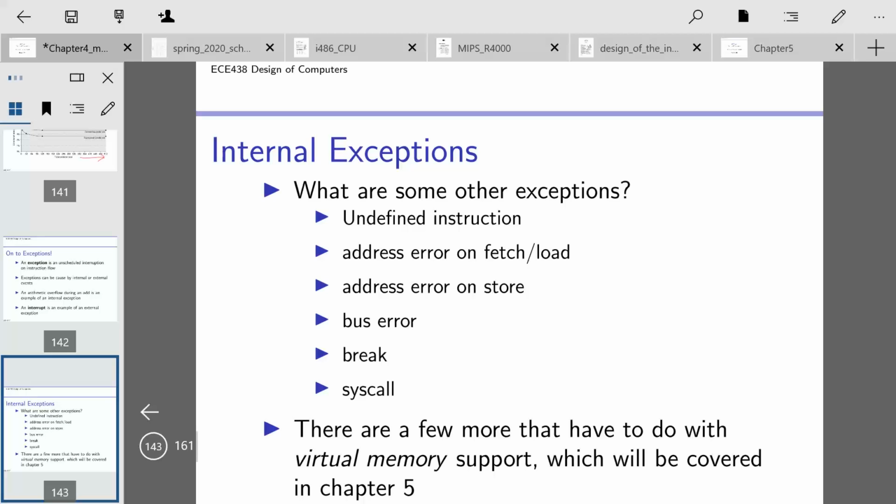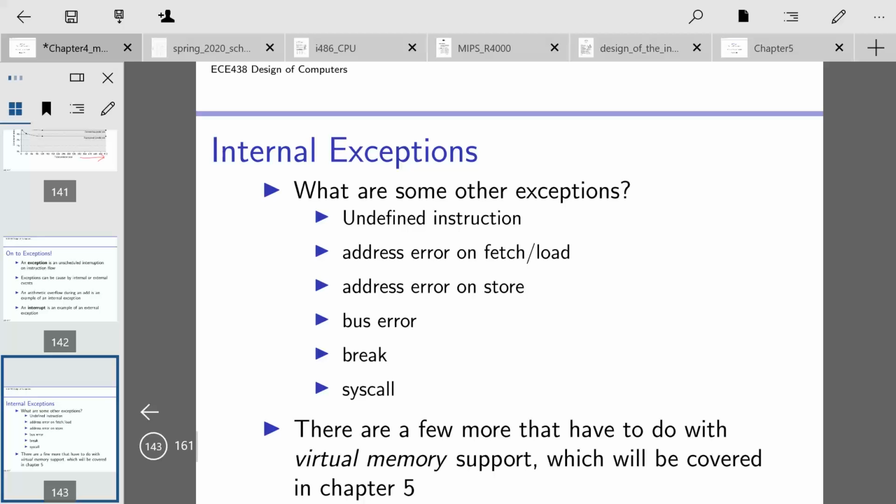Exceptions are a means for our processor to handle unexpected internal or external events. Internal exceptions can include an address error on fetch in the fetch stage. In the decode stage, we could have a decode error, also known as an undefined instruction or reserved instruction error. In the execute stage, we could have an arithmetic overflow, and in the memory stage, we could have an address error on read or write, and also a bus error if we're interacting with a peripheral. There's a whole bunch of other types of exceptions, many centered around virtual memory, which is a more advanced topic.